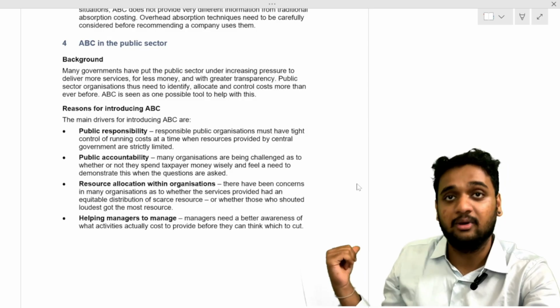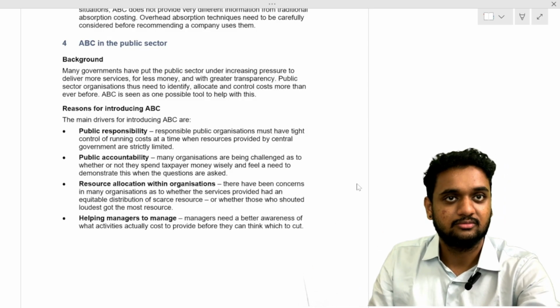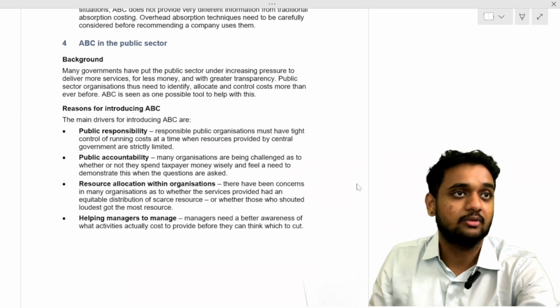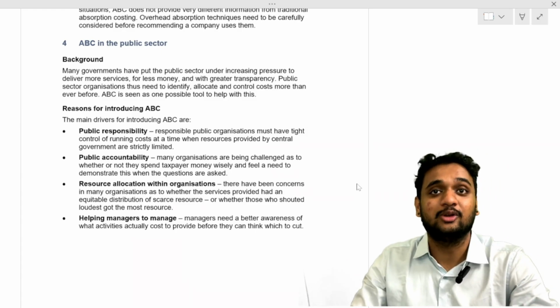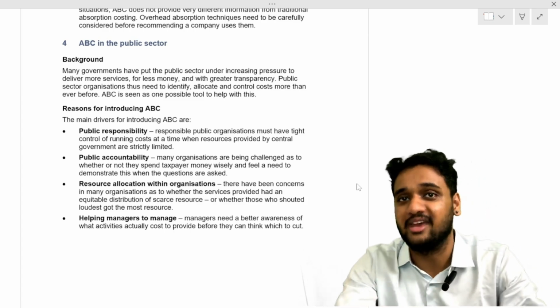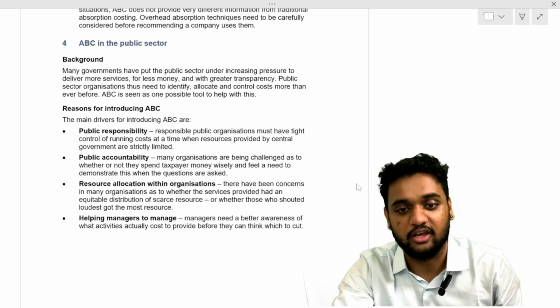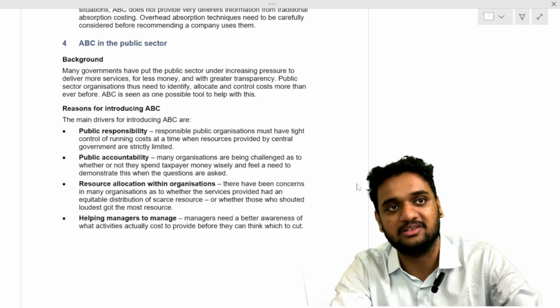Just because the criminal police department deals with less public doesn't mean they don't go out. They also go out and do back end work. So petrol should be allocated based on how much car they use, not based on how much public they deal with, not based on how many cases they deal with. That is why ABC is important in public sector organizations also. Resource allocation within the organization should be done fairly. For that, ABC is important.